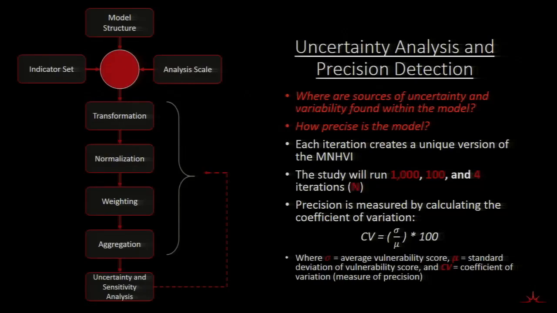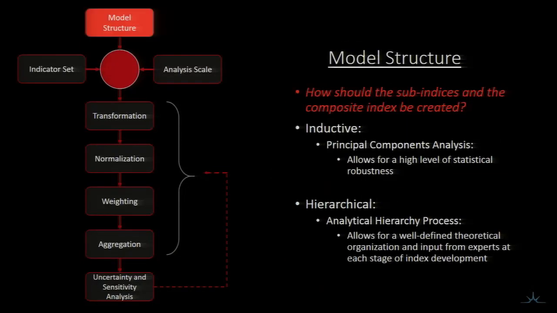So for our internal validation, we're looking at identifying precision as well as uncertainty. Precision is the repeatability of an index. On the left side of your screen here, this is our model structure and our model stages. The model structure is going to take on two different types. We're going to be looking at an inductive and hierarchical model.